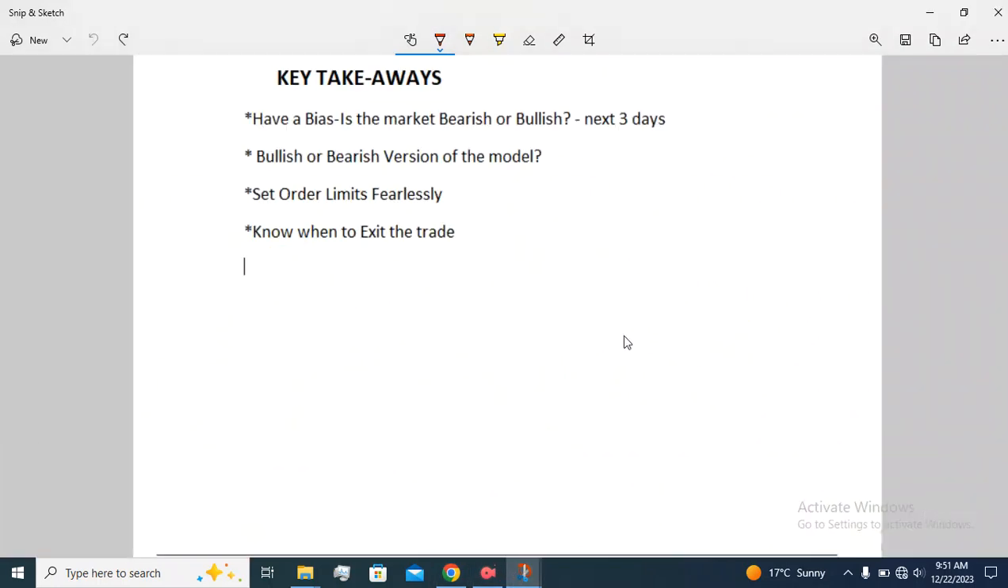So the key takeaway that I took from this setup on gold for the last 3 videos, this is the third one, the first, second, and this is the third one. Number one is having the bias, right? Having the bias is very important, and I mentioned in the other videos that to have a bias of the market, it's very important to spend a lot of time on the higher time frames, usually the weekly, the daily, the 4-hour.